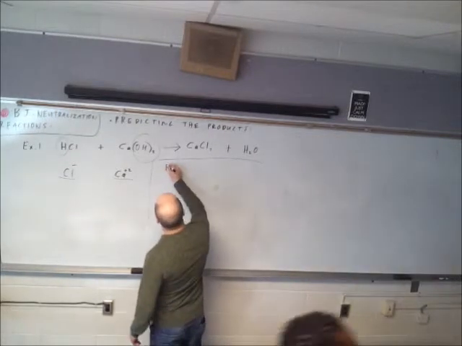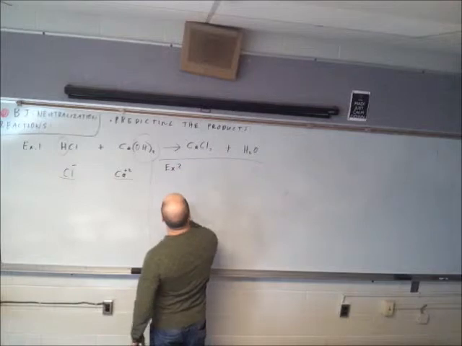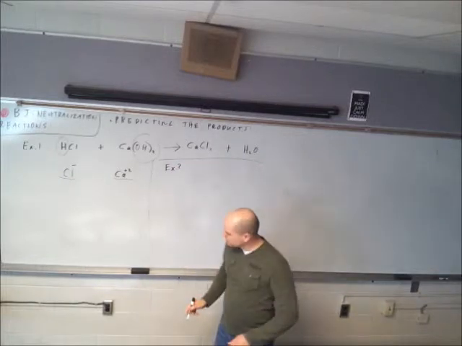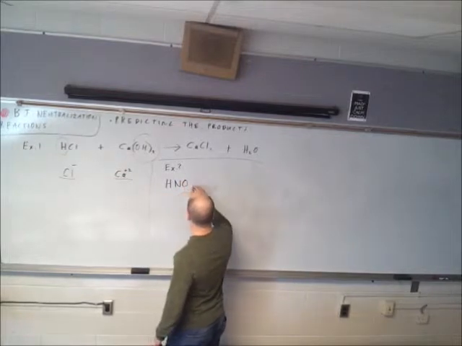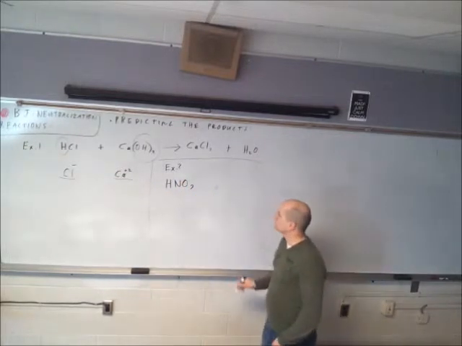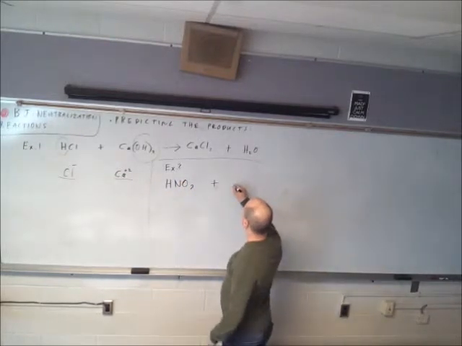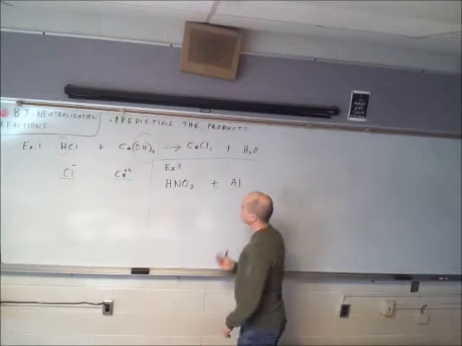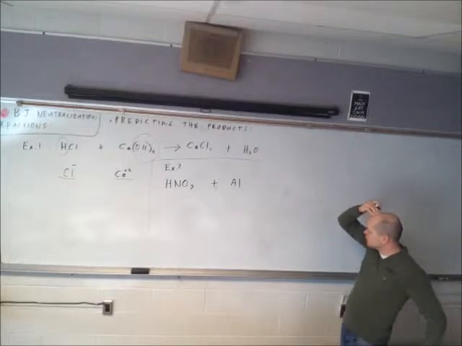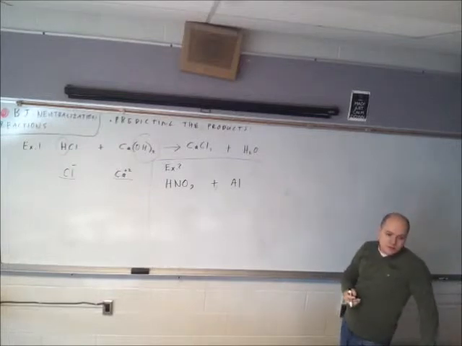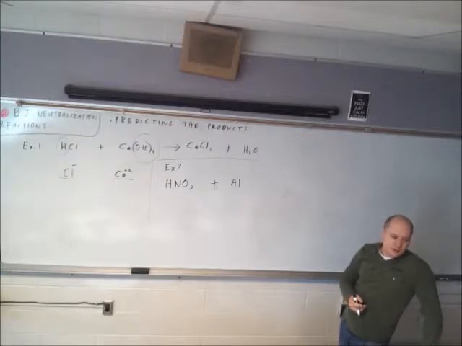Let's do, what are we going to do here? Let's do nitric acid, HNO3, plus aluminum hydroxide. How many hydroxides are going to go in aluminum hydroxide? Good. How many hydroxides are going to go in aluminum hydroxide? It's going to be 3, right?